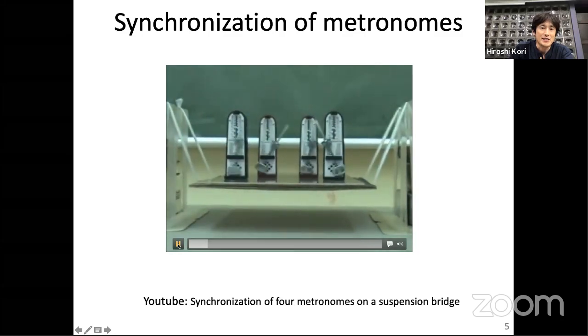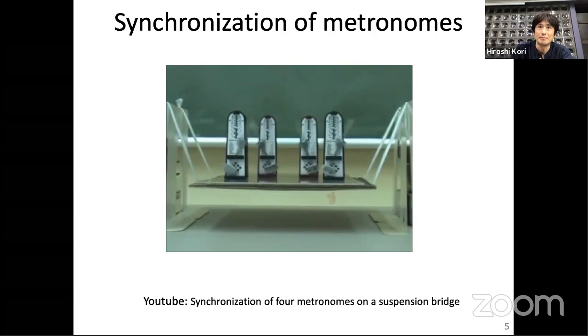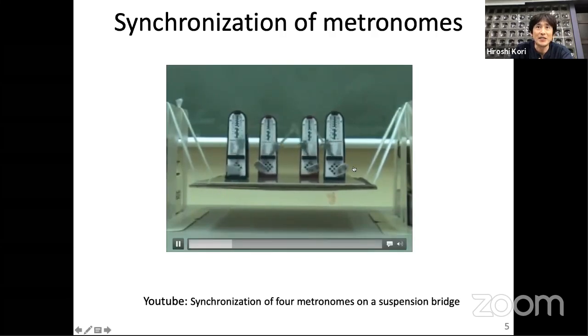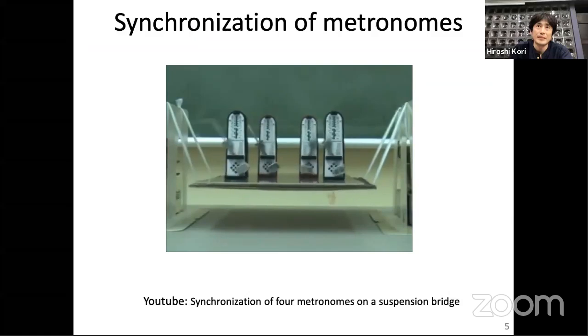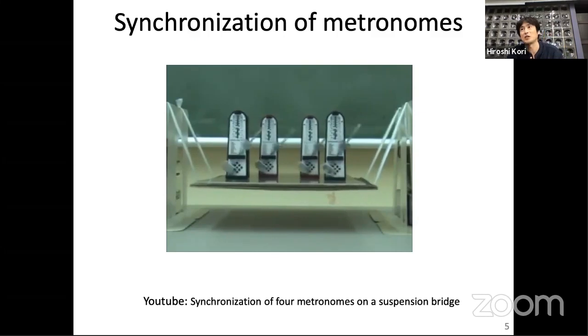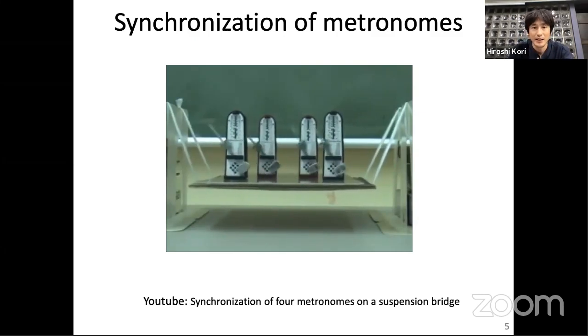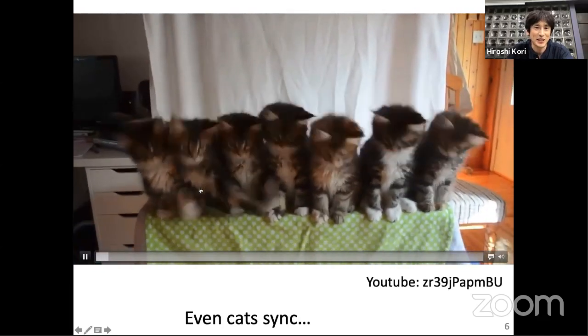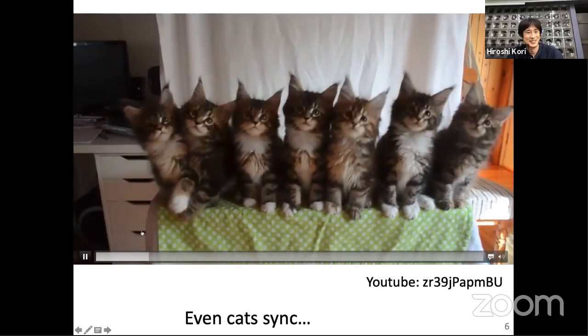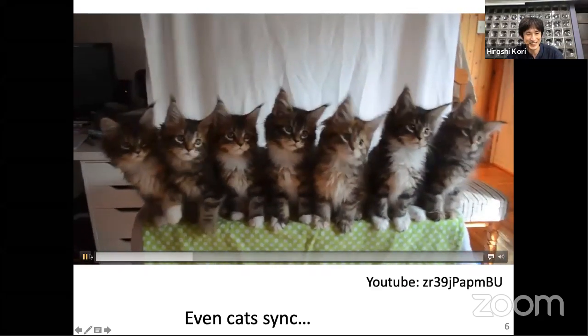So, 4 metronomes, starting from random initial conditions. You can see the communication via vibration of this bridge. Now we have 2 clusters, one with small amplitude, the other with large amplitude. But this state is unstable. They try to find another state, and they finally find a stable state, that is synchrony. Now the amplitude and phases are almost the same. Also cats synchronize, but you should not take this seriously.